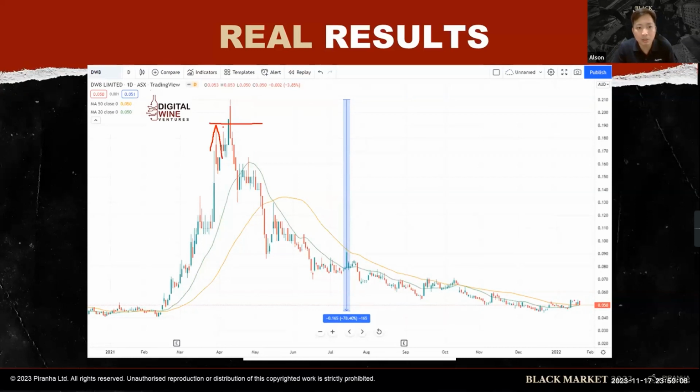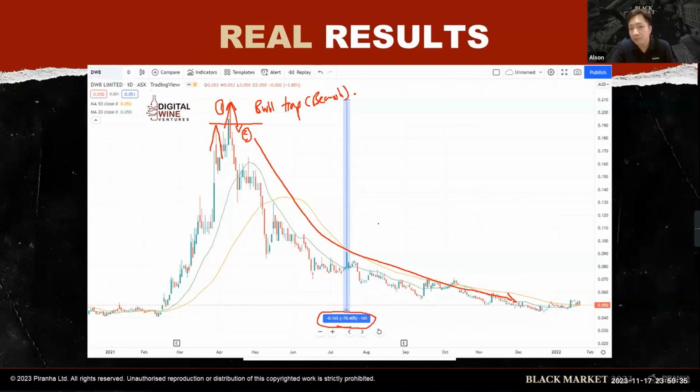The price goes up, first step; comes back down, second step. This is a bull trap pattern, which is bearish. And indeed, after that, guess what? The stock price came all the way down. If he did not sell, he would have lost back about 78% of his profits.